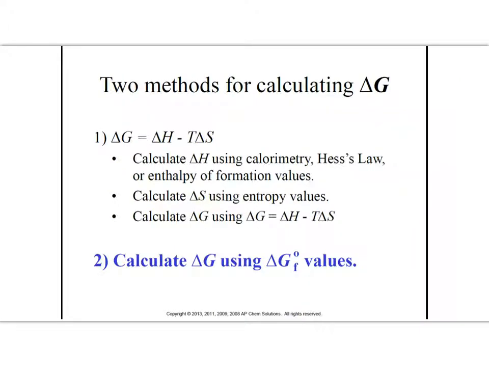Okay, so let's look at our second way of calculating our change in Gibbs free energy, and that is to use the delta G of formation values. Again, like all of these, they can be found in tables in your textbooks. And the equation is very similar to other ones that we have used.